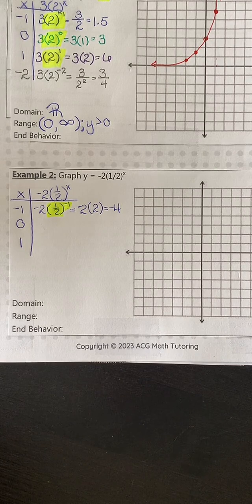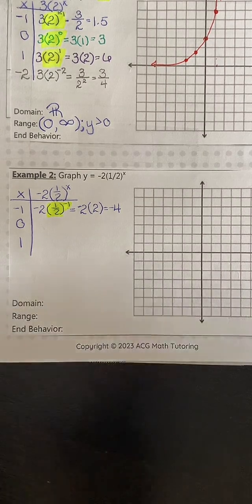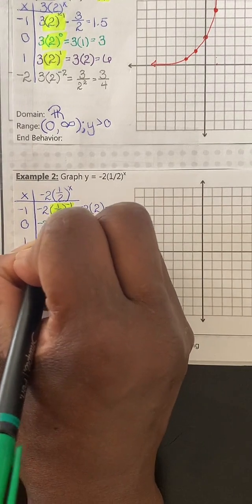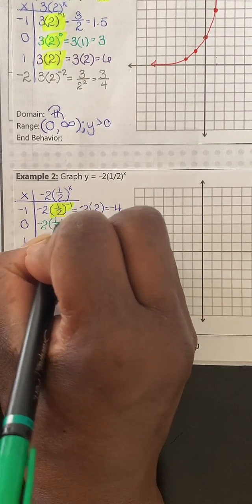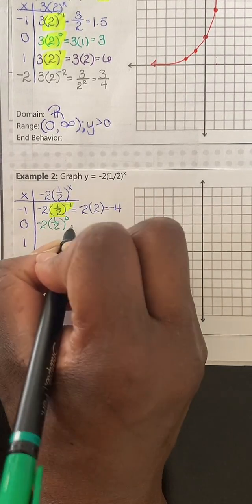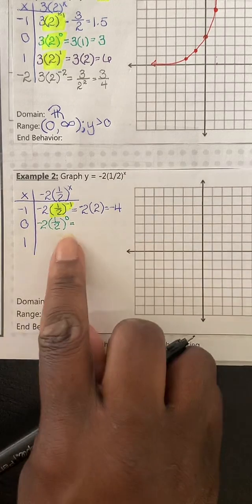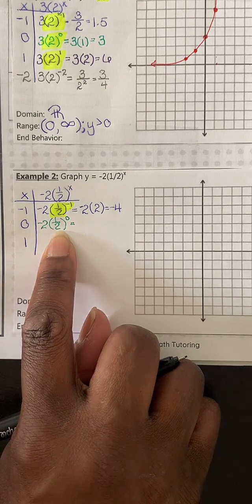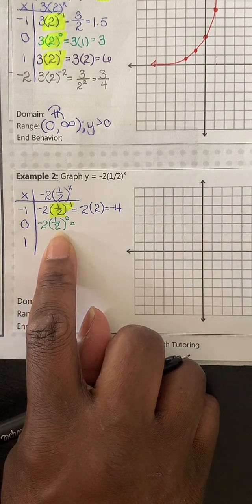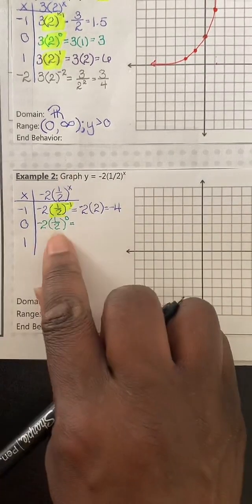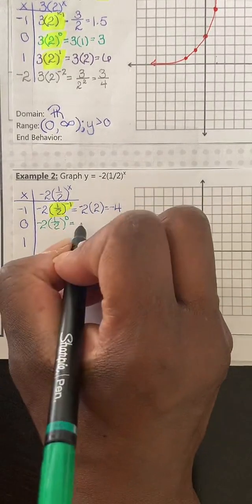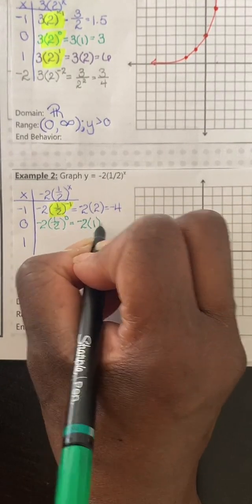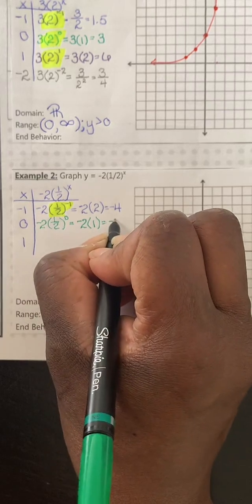Same is occurring for the next one. We have -2 times 1/2 raised to the 0 power. Anything raised to the 0 power is not 0. It is 1. Okay? So since that 1/2 is being raised to the 0 power, we have -2 times 1, which is simply -2.